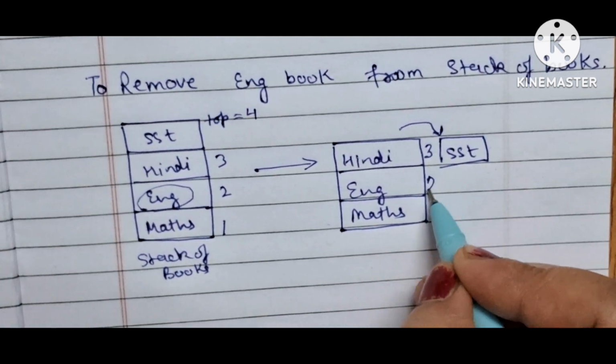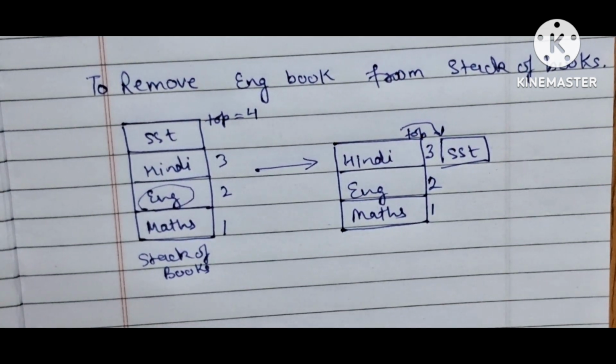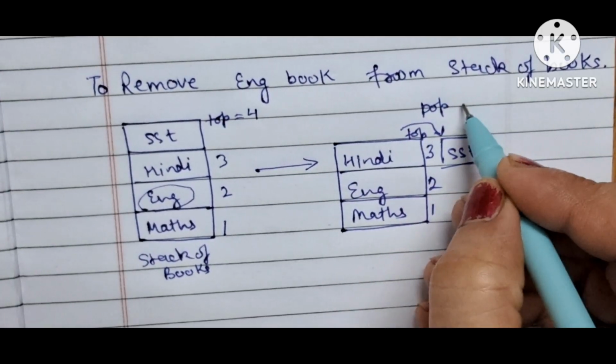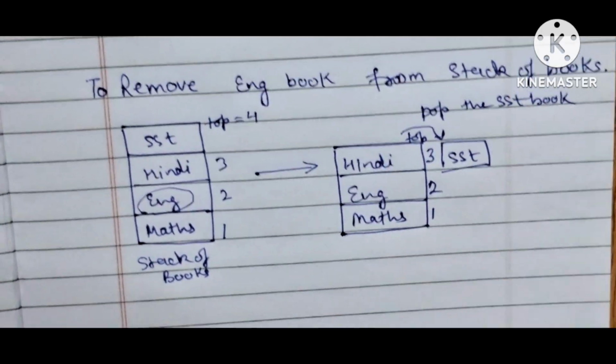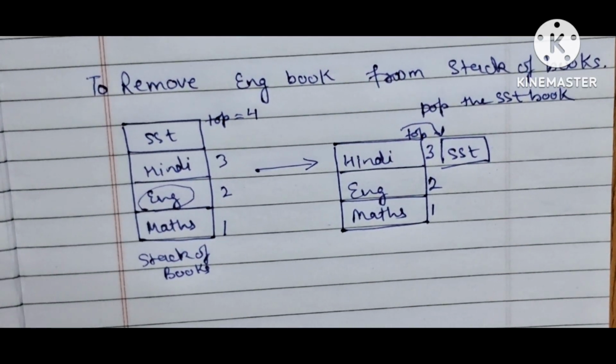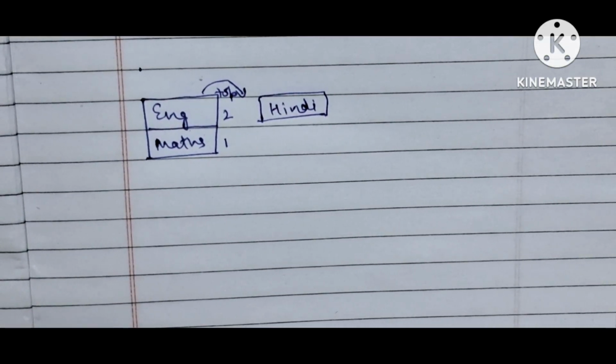And now my top pointer will decrement by the value 1, and so I have popped the first book, or deleted the first book from the stack. Then I will repeat the step again.